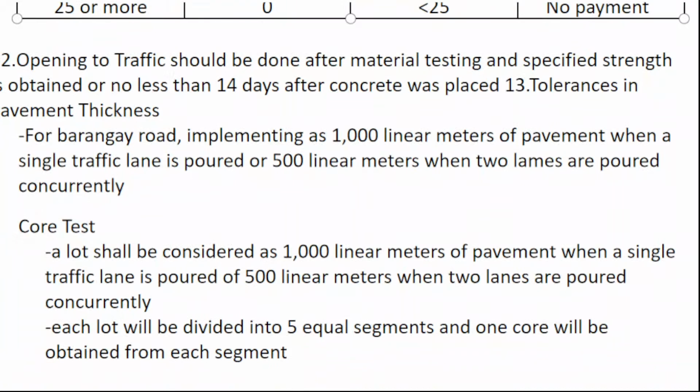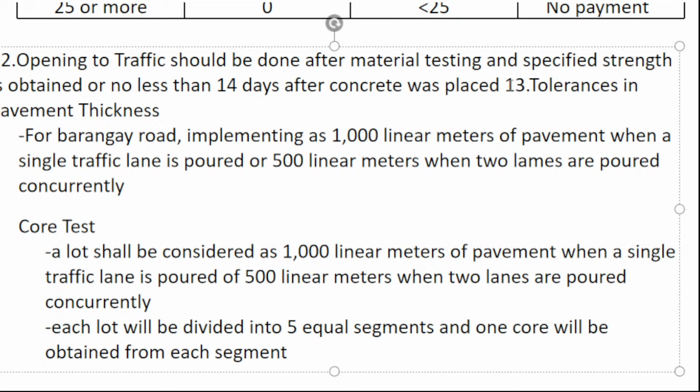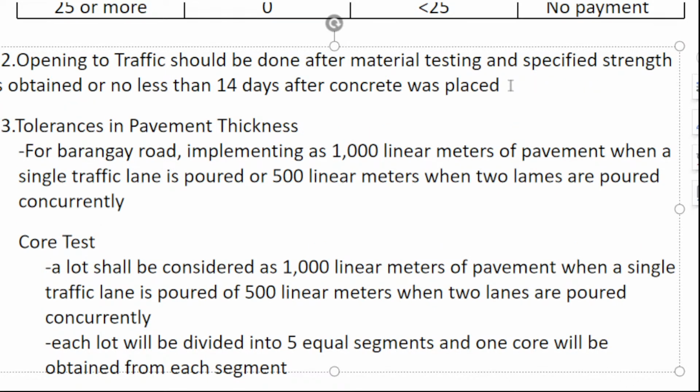Okay, so opening to traffic should be done after material testing and the specified strength is obtained or no less than 14 days. So minimum 14 days. Pavement thickness for barangay road is implemented as 1 kilometer of pavement when a single traffic lane is poured or 500 linear meters when 2 lanes are poured concurrently. So for 1 lane, 1 kilometer. For 2 lanes, half kilometer. So this is about the tolerances in pavement. So this is number 13. Okay.